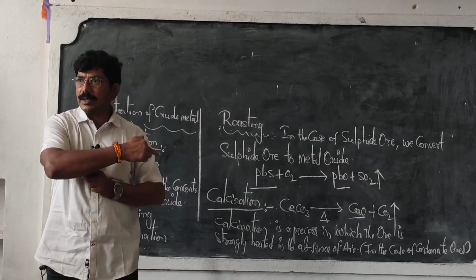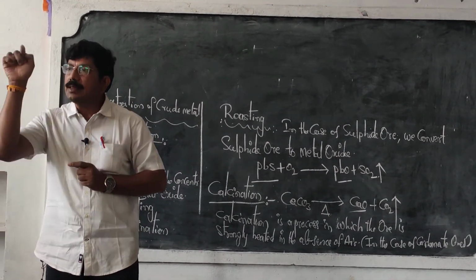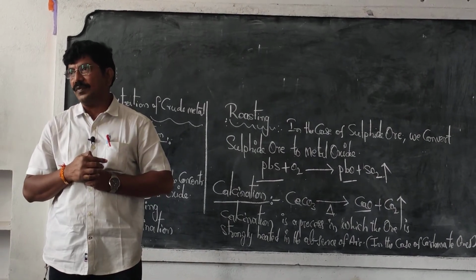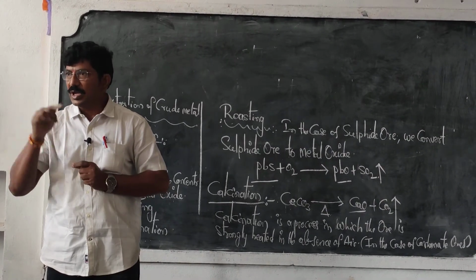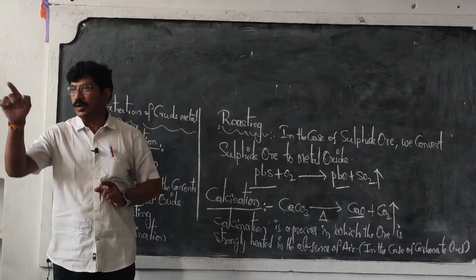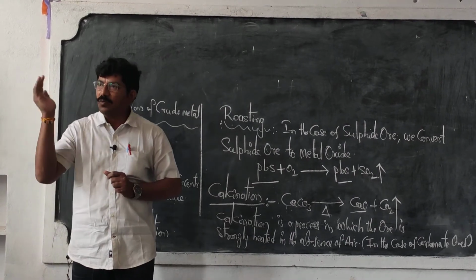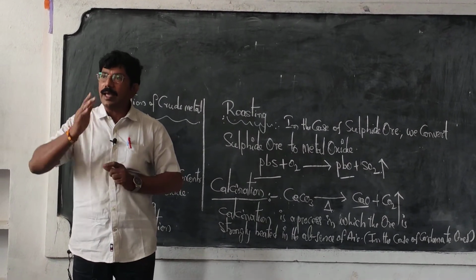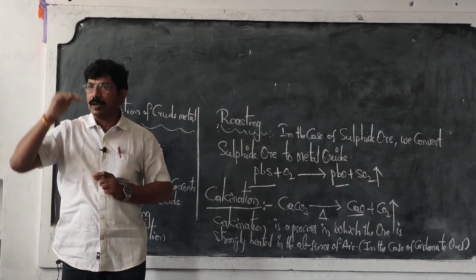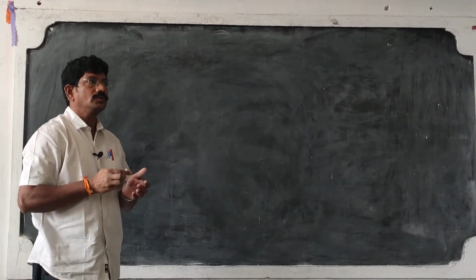Next, calcination. In the calcination process, we are heating the ore strongly in the absence of air. There the carbonate ore is converted to oxide ore, metal oxide. Okay, you got the metal oxide. If any unwanted impurities are present, they are removed as gases. Are you clear about that? Make a note.